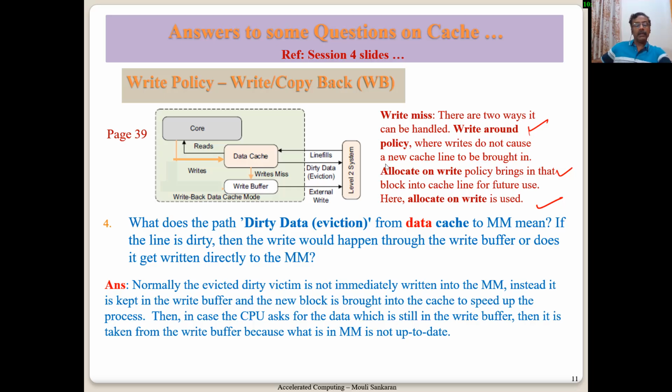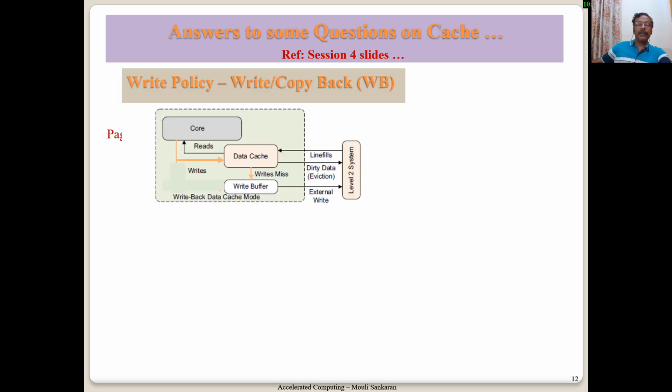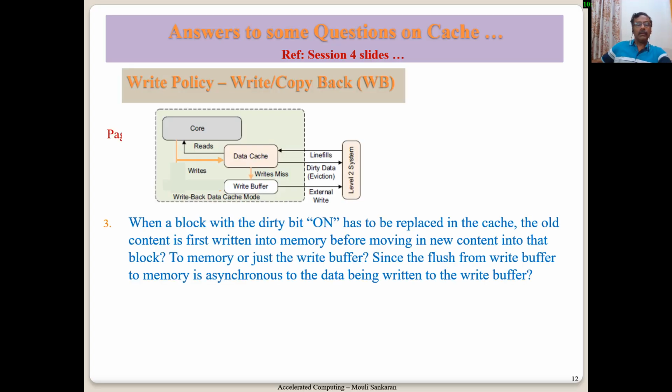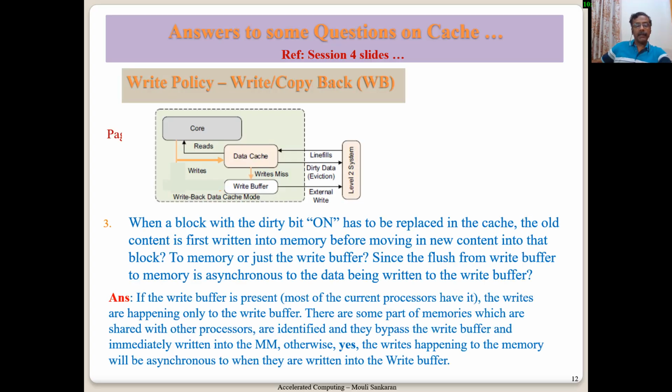So the write policy is copy back, the write back policy. When a block with the dirty bit on has to be replaced, you go through this path. You write into the write buffer first, and then evict it later on. Not eviction, it is called flushing it from the write buffer into the L2 system when the bus is free. Another one is cycle stealing, where the bus is free and the CPU is busy doing some internal operation, so you can use the bus to send the data out.